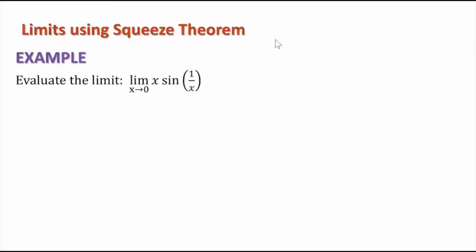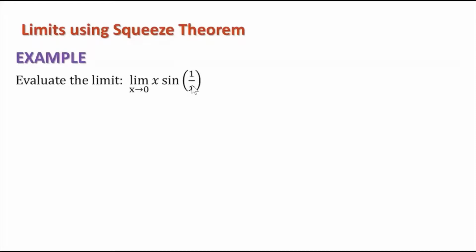Limit using squeeze theorem. Example, evaluate the limit, that is limit as x approaches 0 of x times sine of 1 over x. Here, if you try to find this limit, we will not be able to find this limit by direct substitution. Because if you try to substitute 0 here, it will be 1 over 0. 1 over 0 is infinity. And sine infinity, we don't know.